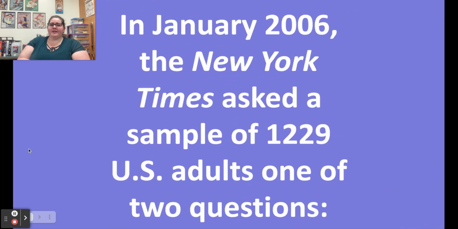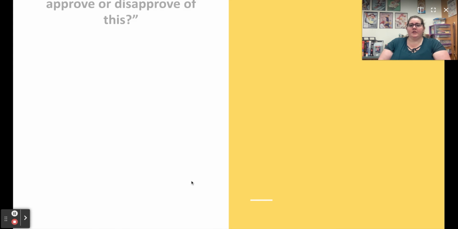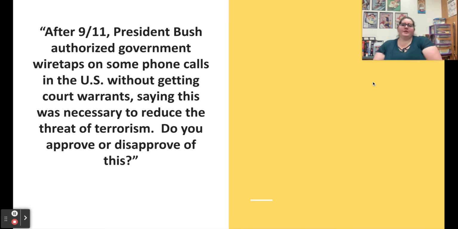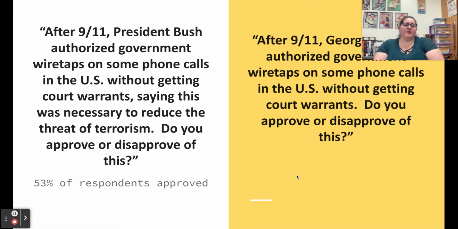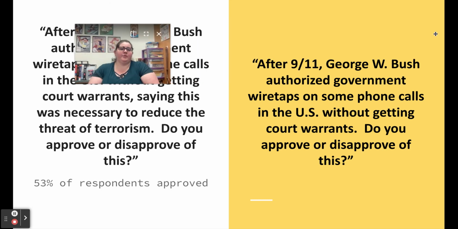Another example, in January 2006, the New York Times asked a sample of 1,229 adults one of two questions. The first question said, after 9/11, President Bush authorized government wiretaps on some phone calls in the U.S. without getting court warrants, saying this was necessary to reduce the threat of terrorism. Do you approve or disapprove of this? And in that question, 53% of respondents said that they approved.